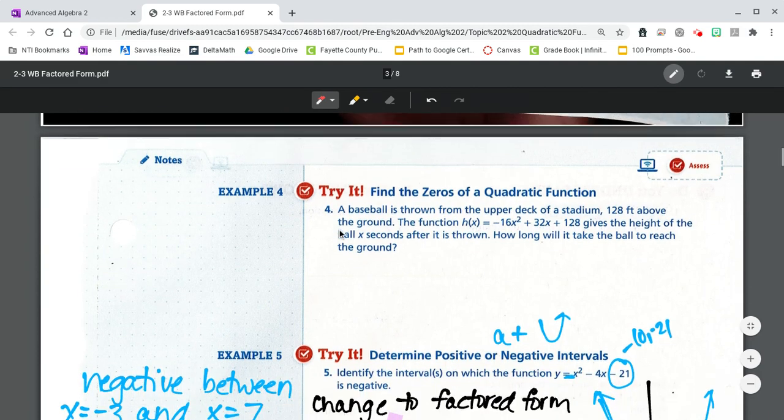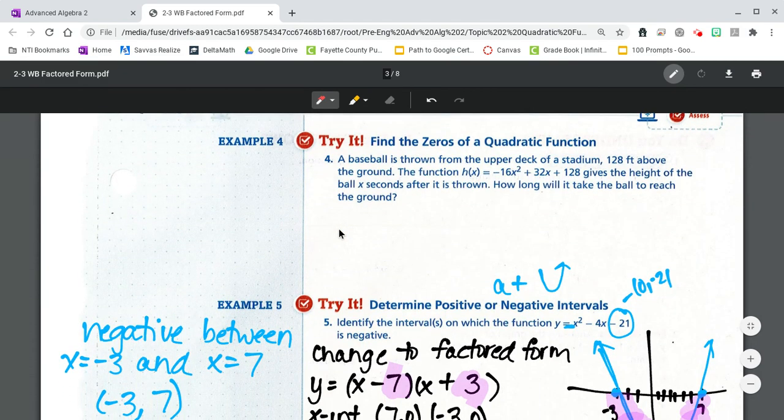Okay, now finally, we have a word problem. I was saving it for last because I know you guys love those word problems. All right, example 4 says a baseball is thrown from the upper deck of a stadium 128 feet above the ground. The function h of x equals negative 16x squared plus 32x plus 128 gives the height of the ball x seconds after it is thrown. How long will it take the ball to reach the ground?